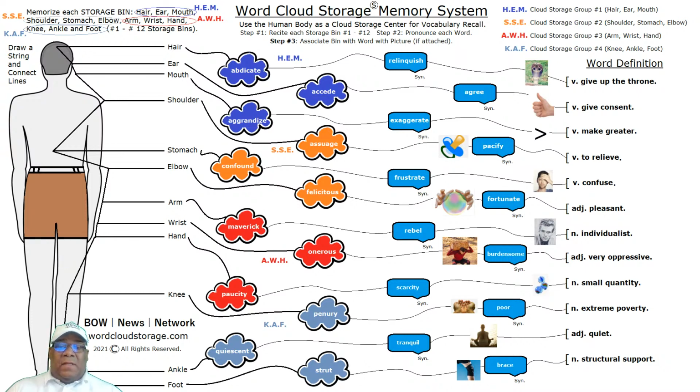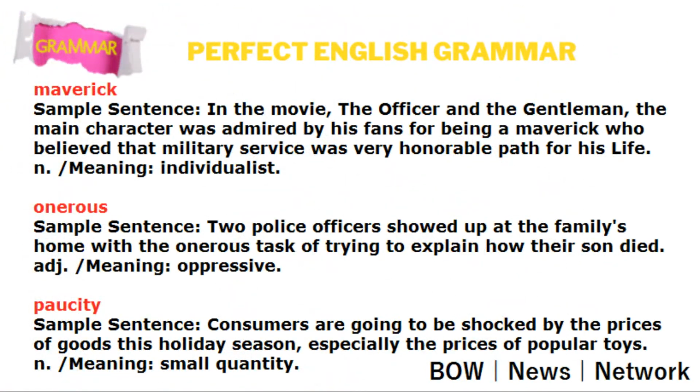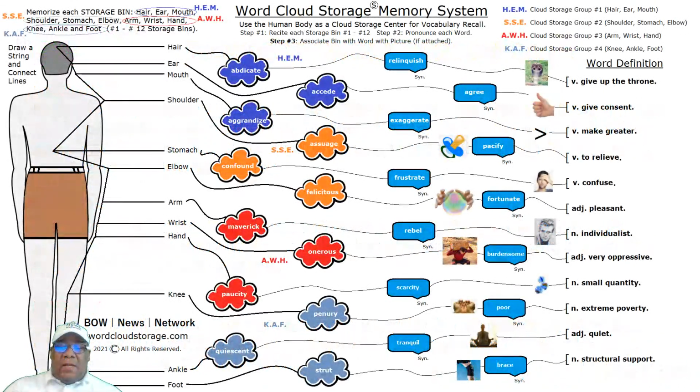And then we have paucity. For paucity, we had a small number of marbles to make the association. Let's see how it's actually used. Paucity: consumers are going to be shocked by the prices of goods this holiday season, especially the prices of popular toys. Noun meaning small quantity. So paucity, and we see synonym scarcity with a few marbles. Usually, when you see marbles, they're in hundreds in a container.